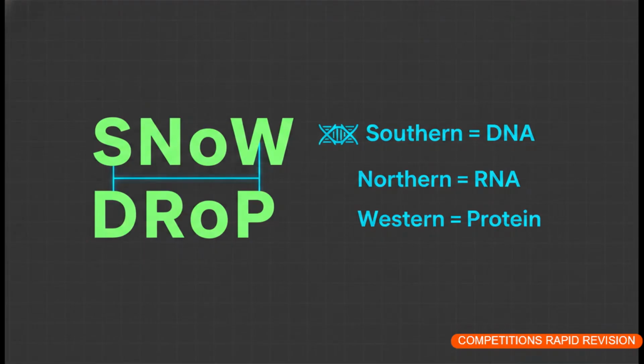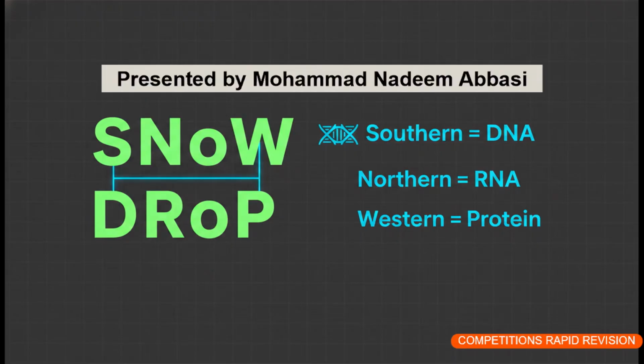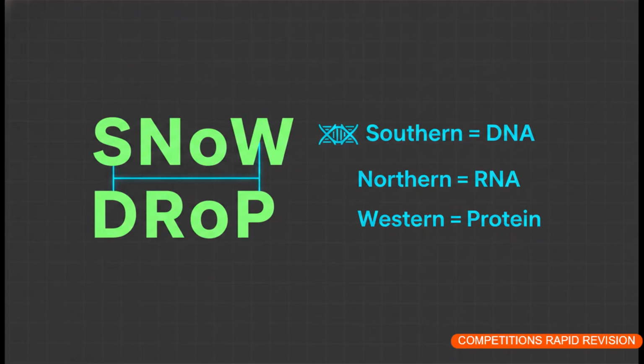Use the mnemonic SNOW drop. You just write SNOW on top and DROP right below it. S matches with D, meaning Southern detects DNA. N matches with R, so Northern detects RNA. The O's, they mean nothing. And W matches with P, Western detects protein. SNOW drop. It's simple, it's perfect, and it is infallible.